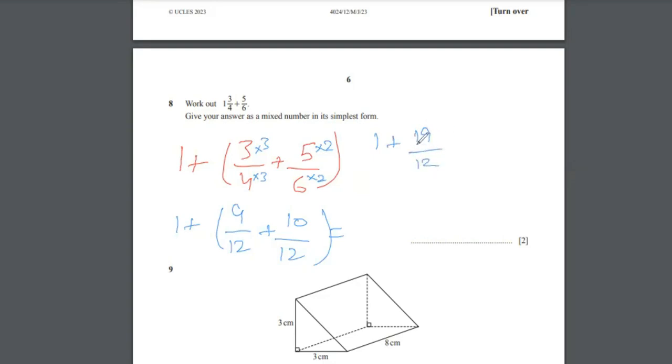Since 19 upon 12 is an improper fraction, we have to convert it into proper fraction. So for that, we divide 19 by 12. 12 ones are 12. We have 7 left. So this will become 1 plus 1 whole 7 upon 12. Okay, 7 upon 12. Since 2 whole is over there, so it will be 2 whole 7 upon 12. This will be your answer.